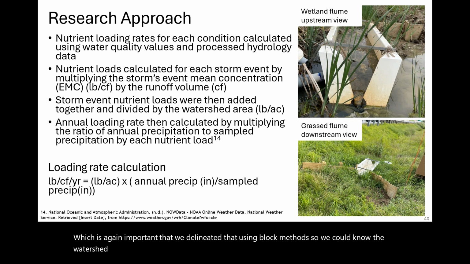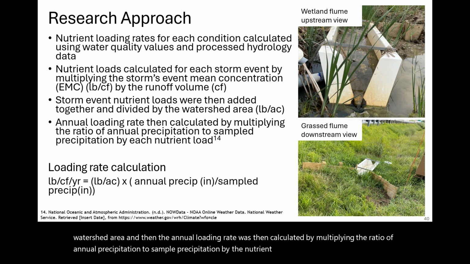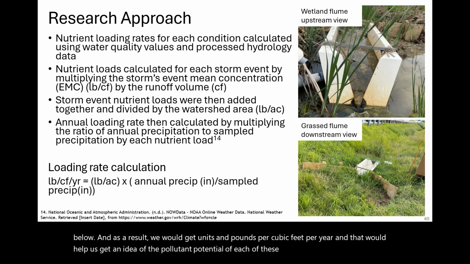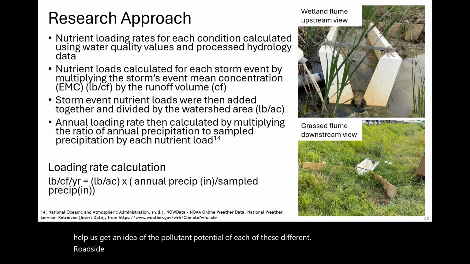The annual loading rate was then calculated by multiplying the ratio of annual precipitation to sample precipitation by the nutrient load, as you can see in the calculation below. As a result, we would get units in pounds per cubic feet per year. And that would help us get an idea of the pollutant potential of each of these different roadside ditch vegetative conditions.